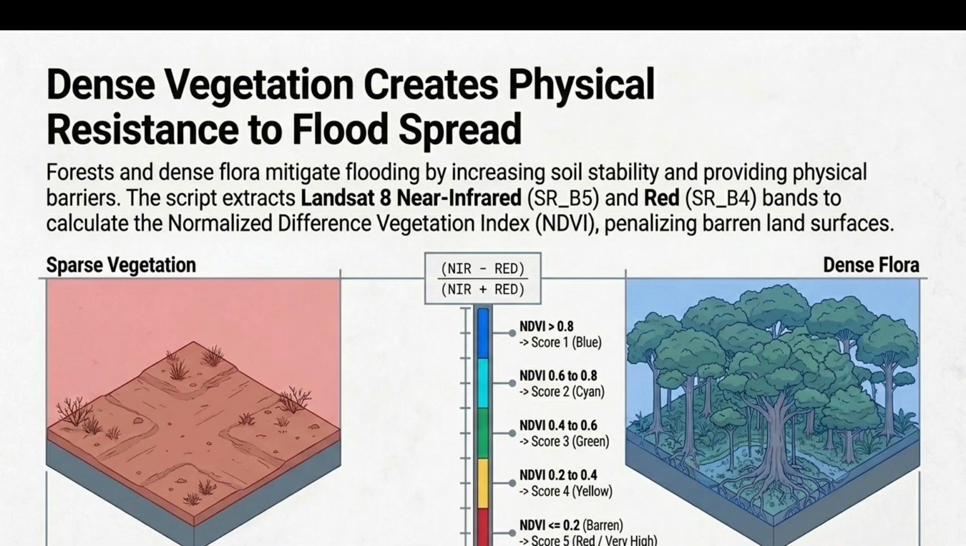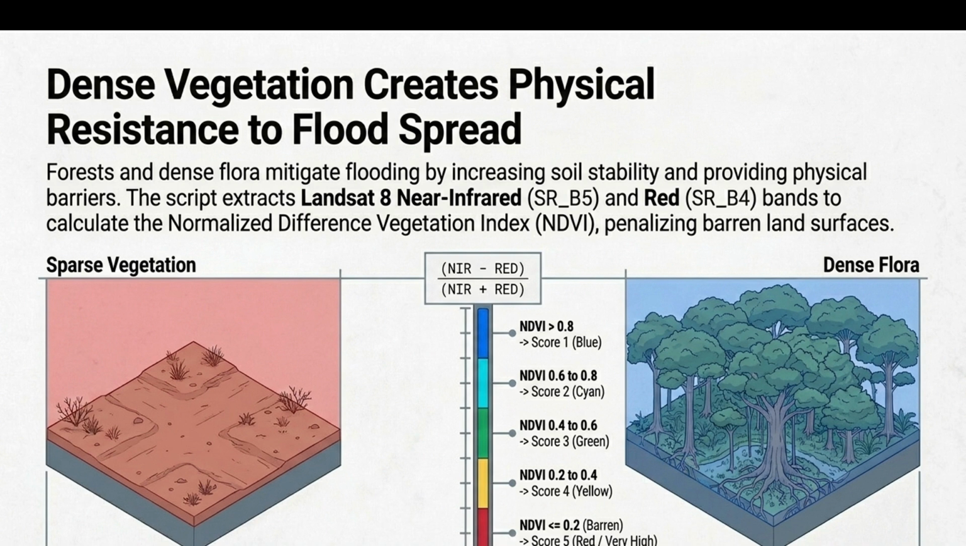Then dense vegetation creates physical resistance to flood spread. For sparse vegetation, water moves easily and creates flood. But with highly dense vegetation, water cannot move easily. So if the NDVI is high, it indicates a low flood risk area. If the NDVI value is very high, suppose 0.8, it's a low risk. And if the NDVI value is less than 0.2, it's barren land, a very high risk of flood.